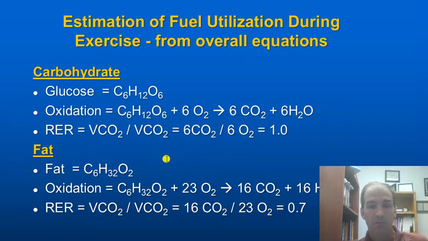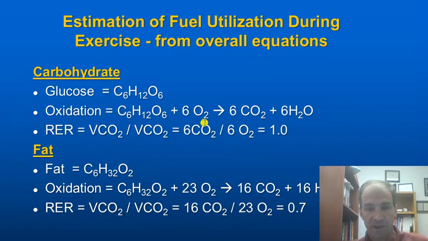However, for fats, the proportion is slightly different. If we're going to oxidize a fat, we actually need 23 O2, and that gives us 16 CO2 and 16 water. So if you begin to do the math here, if you look at these ratios, well, for carbohydrate, 6 oxygen, 6 carbon dioxide, 6 divided by 6 is 1.